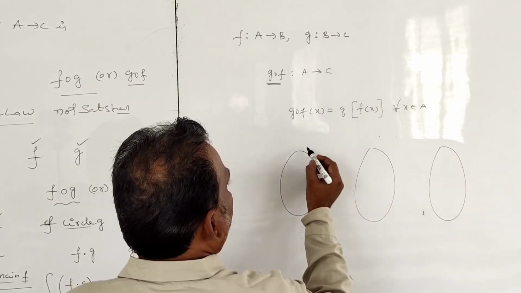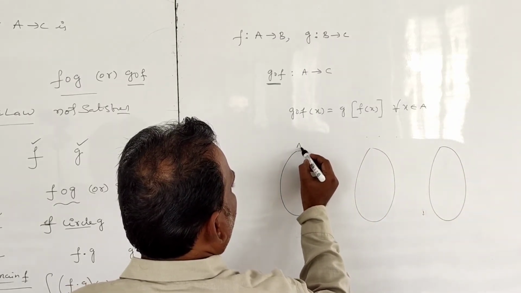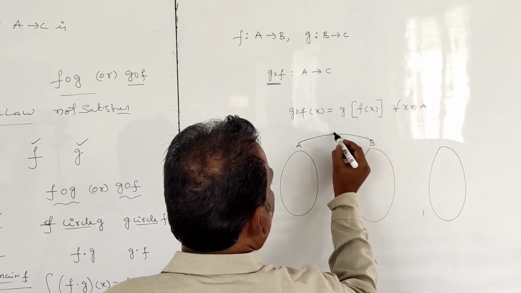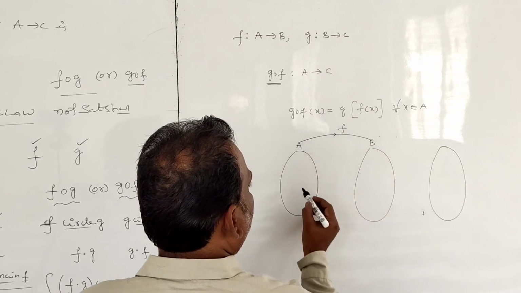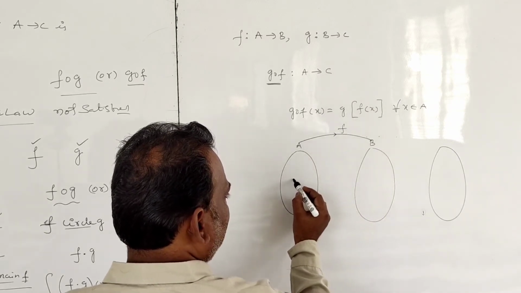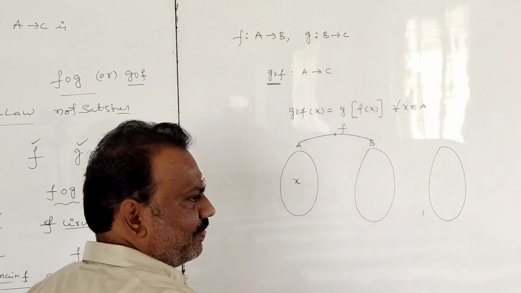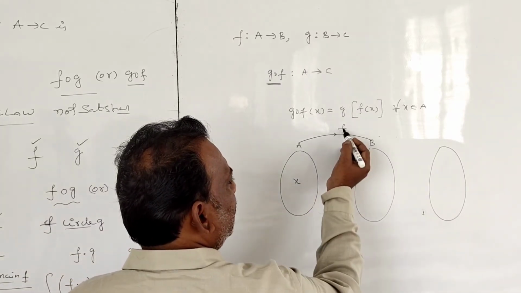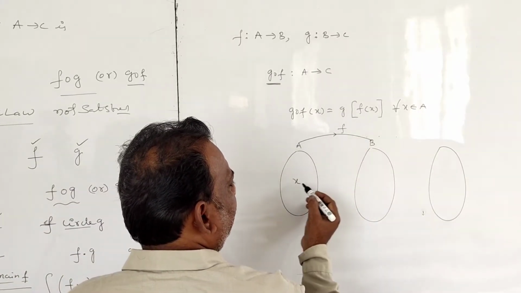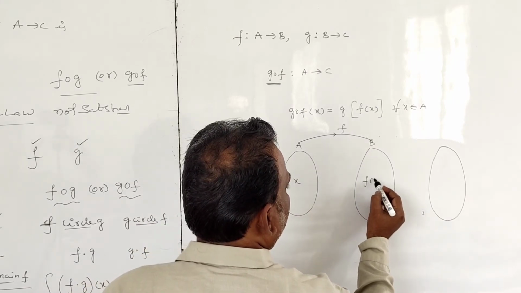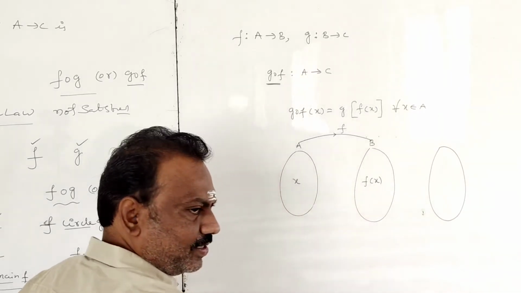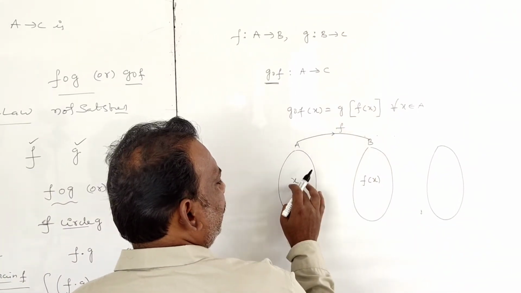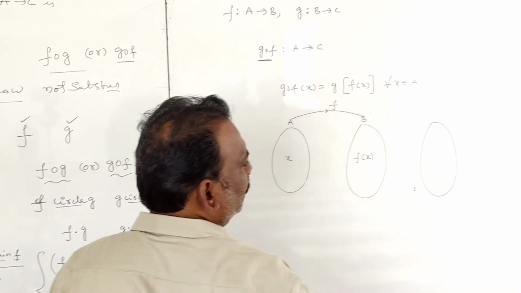So here this is a function from A to B, F. You take one element of A, that is X, always the input domain we take as X. So F of X is in the range, correct or not? F of X is the range. The function F, if you give input, you will get the output.